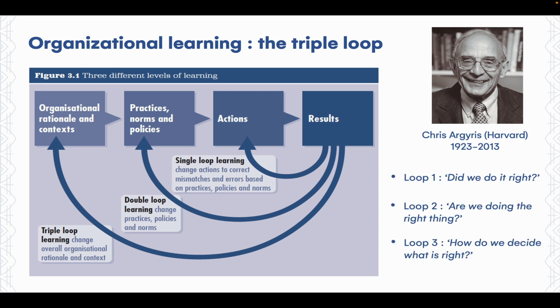Loop 1, did we do it right? Loop 2, are we doing the right thing? Loop 3, how do we even decide what is right? So it's the highest level of questioning our overall strategy.